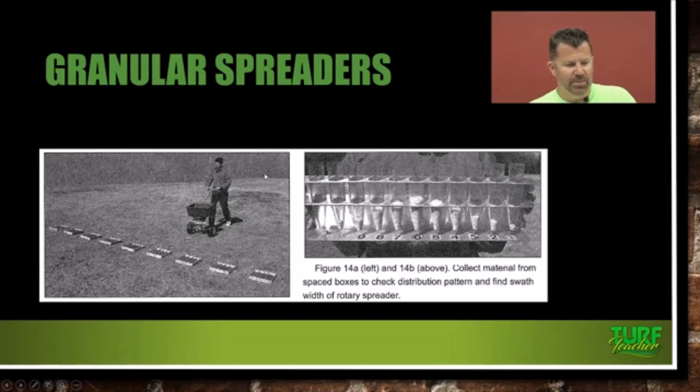Here you can see the gentleman with the boxes out there, applying the product. And in 14B here, we've collected material from the spaced boxes and checked the distribution pattern and found the swath width of the rotary spreader. You've got the one here that was in the middle, and then as you can see, it starts tapering down. You want to find the one that looks like it's got half the product of the middle one, and the distance in between is your swath width.